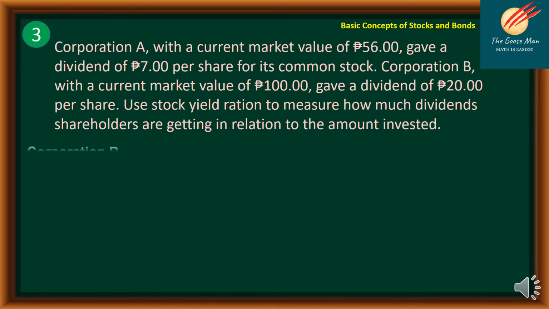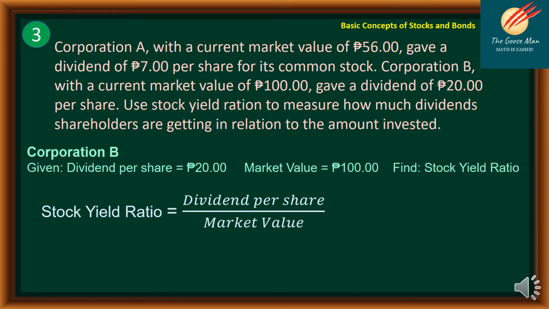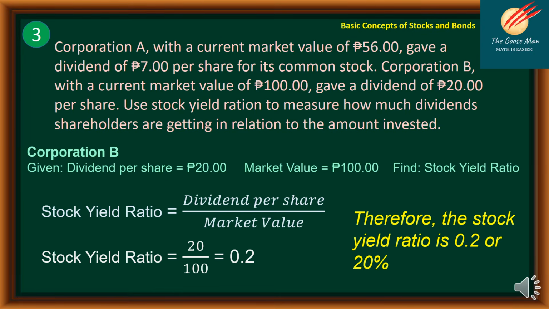So let's move on to Corporation B. So the given dividend per share is 20 pesos. Market value is 100. And we want to find out the stock yield ratio. Again, the stock yield ratio is equal to dividend per share all over market value. So we have the stock yield ratio equal to 20 over 100 or 0.2. So therefore, the stock yield ratio is 0.2 or 20%.